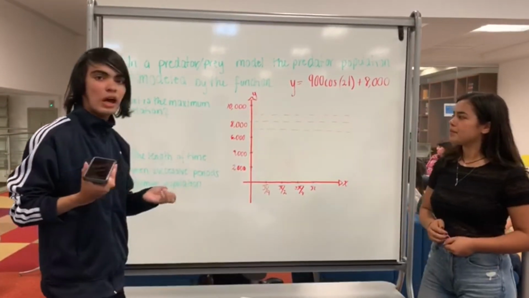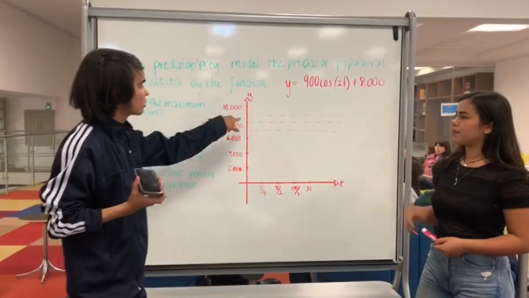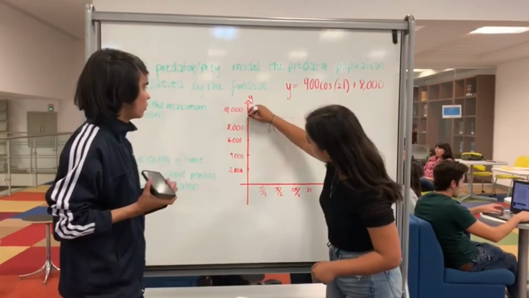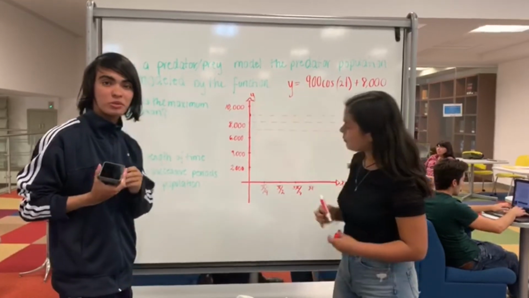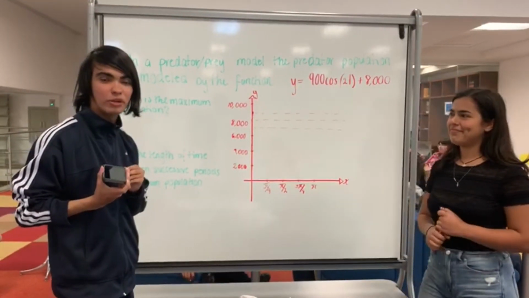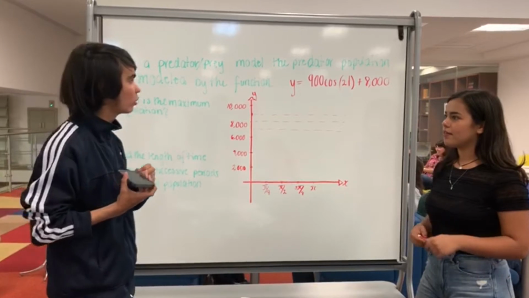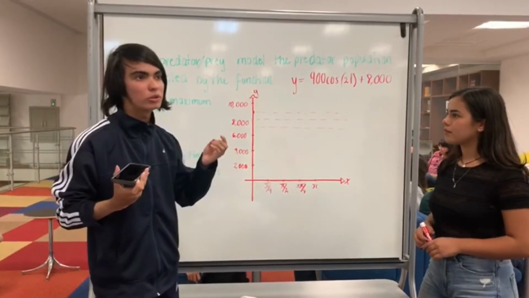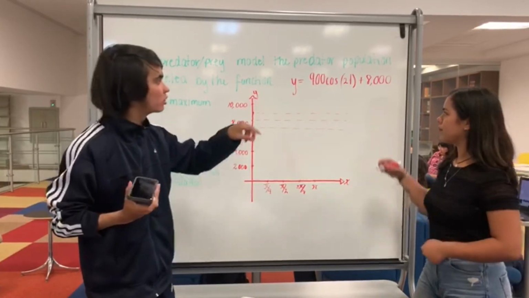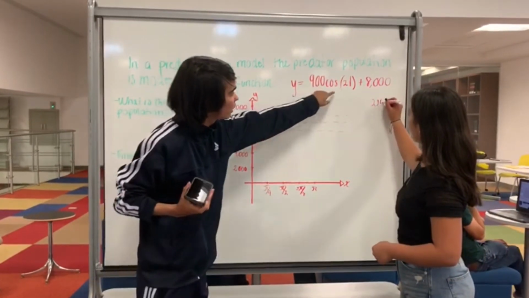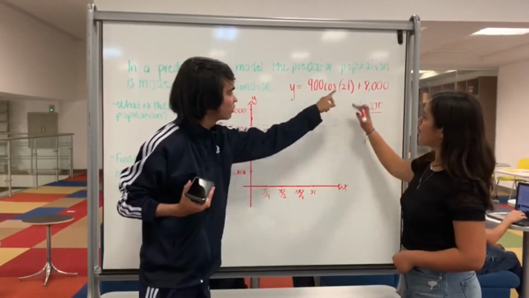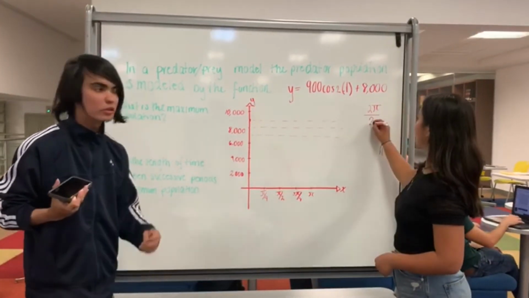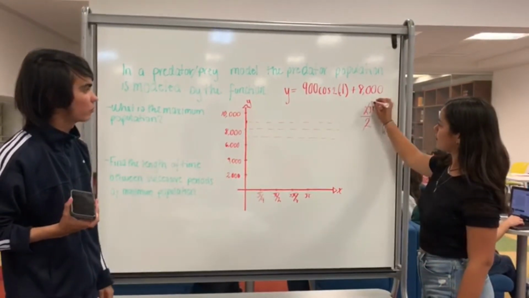So what's next? A cosine graph always starts from the top, goes to the middle, and goes to the bottom. But we forgot something very important. We haven't found our period. So how do we find our period? We know that to find our period, you have to divide 2 pi over k. In this case, k is 2, because 2 is multiplying the parentheses. So that is equal to pi.